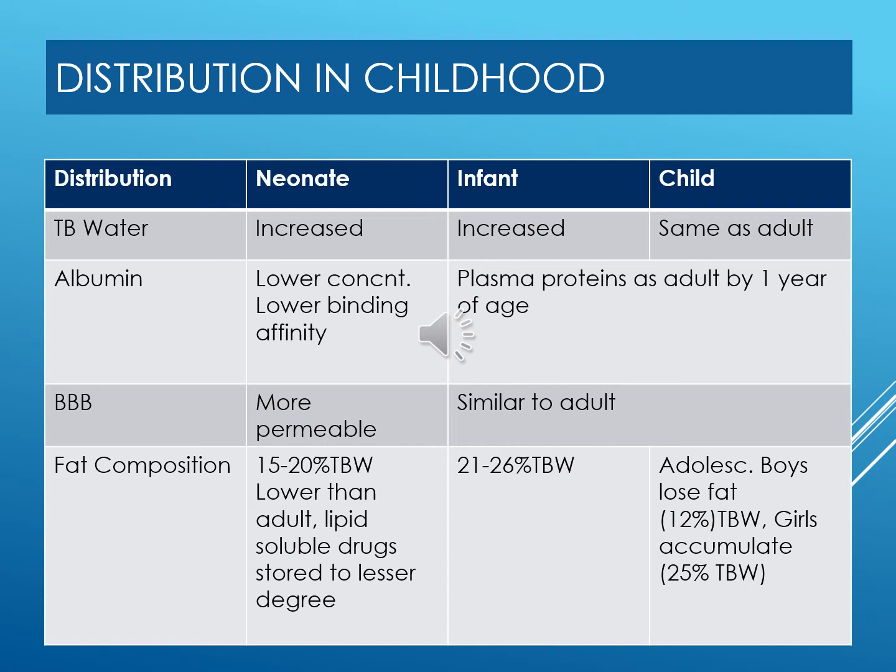And when you get to a child, the most important thing here is to know that adolescent boys start to lose fat. So after the age of 12, adolescent boys will be starting to lose fat, reducing by around 12% of total body weight, whereas girls will accumulate up to 25% of total body weight. This matters to girls and boys on an emotional level as well as a physical, physiological level. So it's well worth mentioning to adolescent girls that it is expected that they will accumulate 25% of total body weight as fat composition.